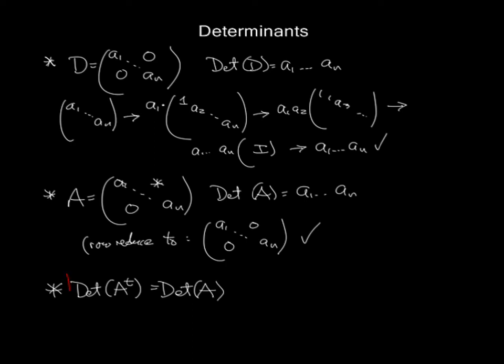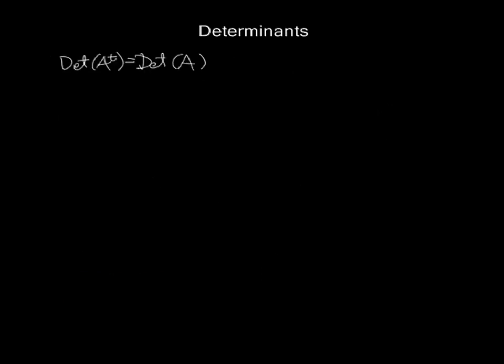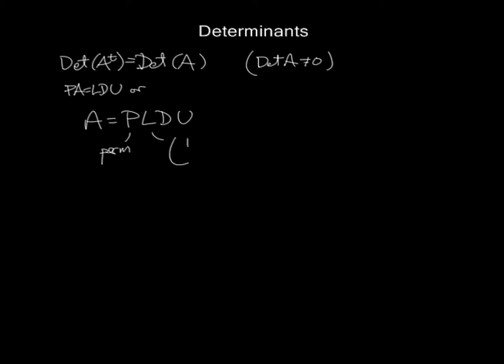Another important property is that the determinant of a matrix and the determinant of its transpose are the same. This one's actually a little bit trickier than you might think. Of course, you could give some proof using a formula, but I'd rather just give a proof using the properties. So let's assume the determinant's not 0, and let's use the LDU decomposition with the permutation matrix involved, and let's put the permutation matrix on the right side.